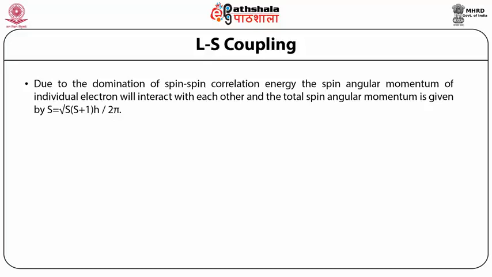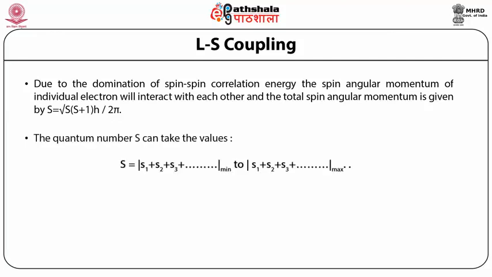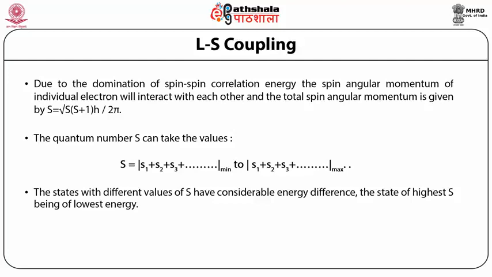Due to the domination of spin correlation energy, the spin angular momenta of the individual electrons will interact with each other and the total spin angular momentum is given by S star equal to the root of S into S plus 1, times h upon 2 pi. The quantum number S can take the values from the mod of S1 minus S2 minus S3 and so on, minimum, to S1 plus S2 plus S3 and so on, the maximum value. The states with different values of S have considerable energy difference, the state of highest S being of lowest energy.